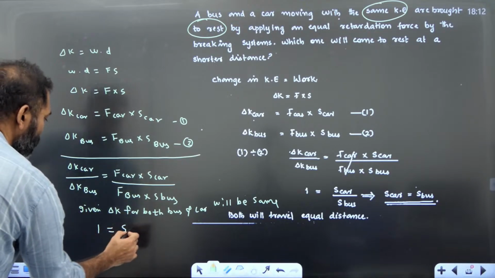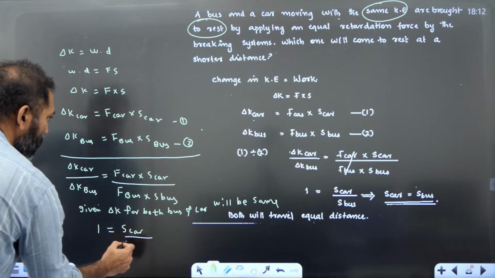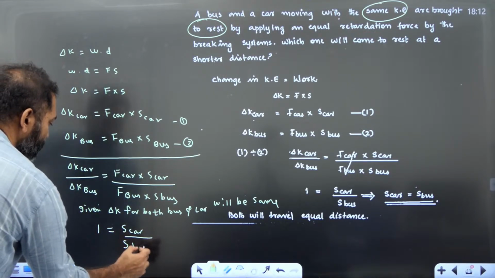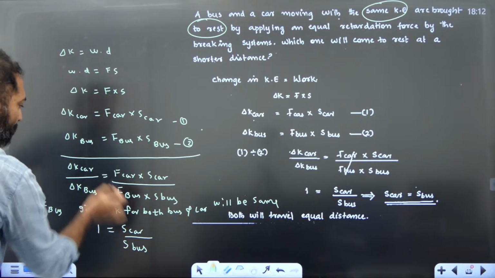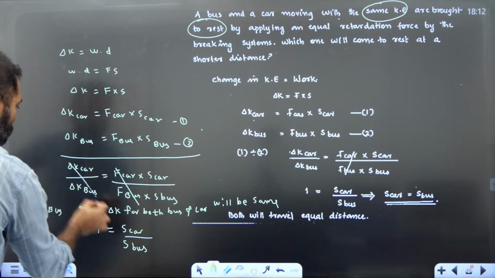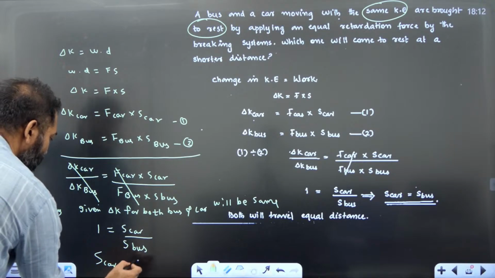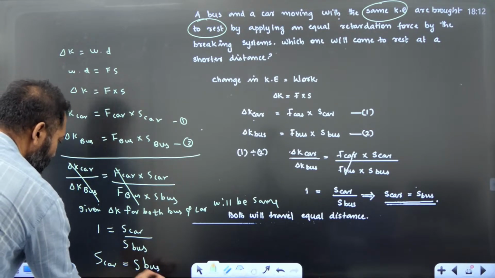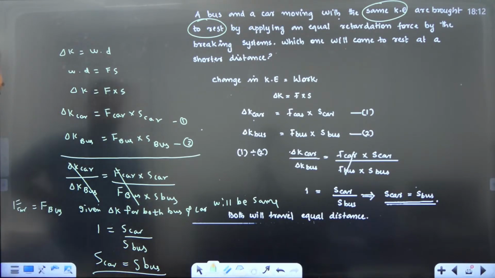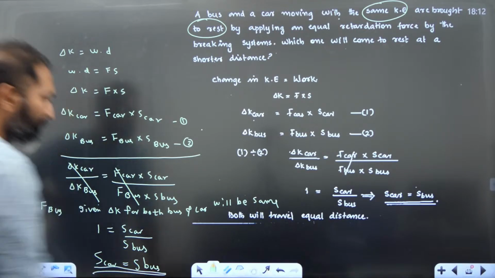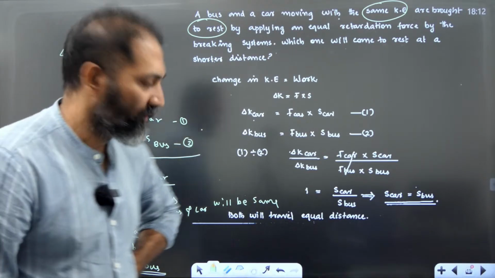So displacement of car divided by displacement of bus, because force is also the same. So we can cancel force and change in energy. That means displacement of car is equal to displacement of bus. That means both the car and bus will have the same displacement. Any doubt?